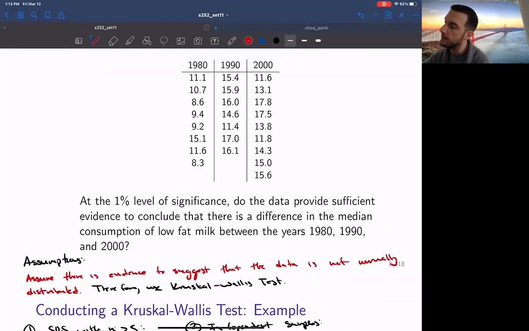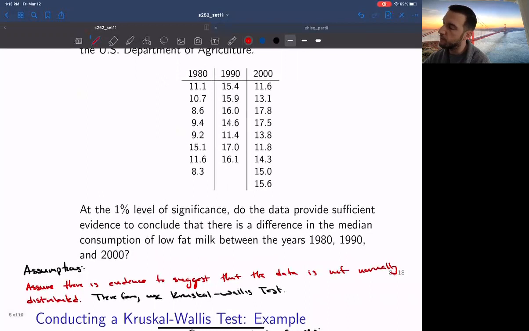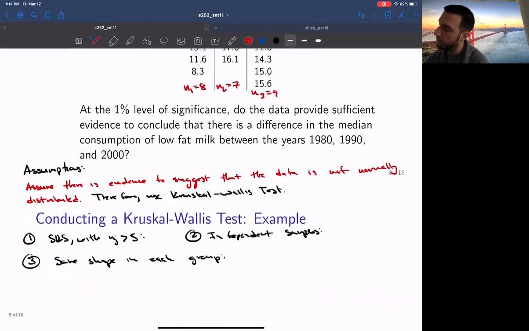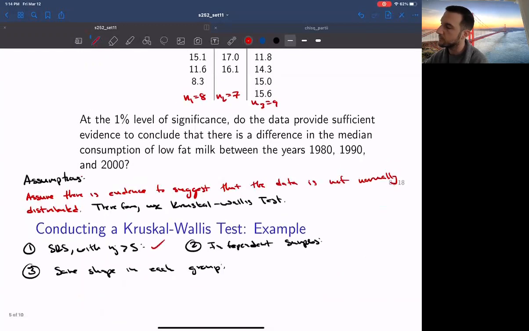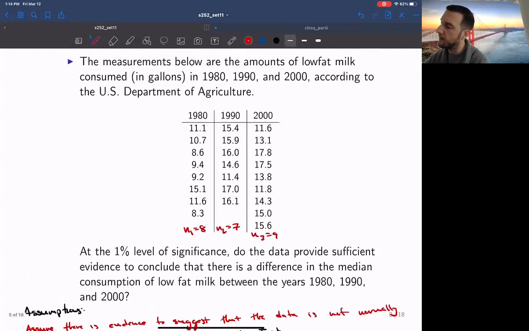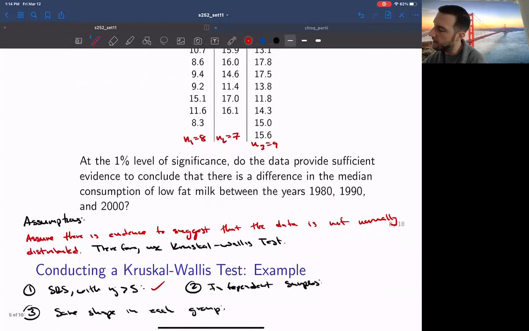So for 1980, we have 1, 2, 3, 4, 5, 6, 7, 8. So n1 equals 8. For 1990, we have 7. And then for 2000, we have 9. All right, so we'll assume that this one is okay. I think it would be fair to assume that the samples are independent because they come from separate years. So it's unlikely they're sampling the same persons or states, wherever the measurements come from.